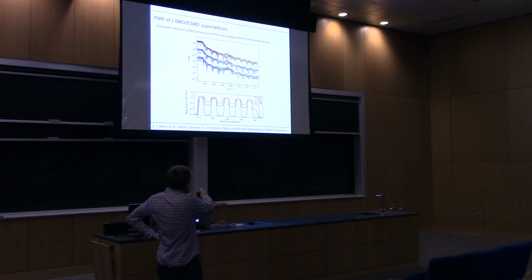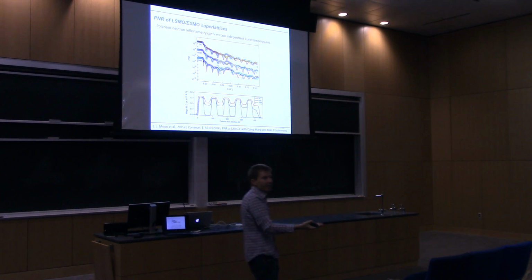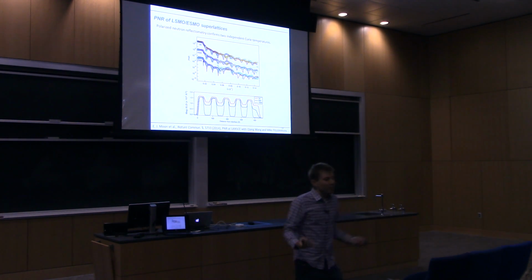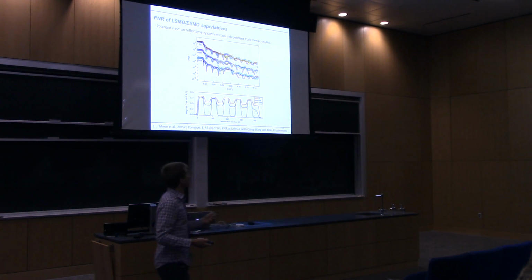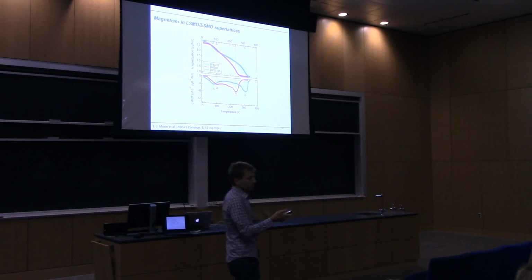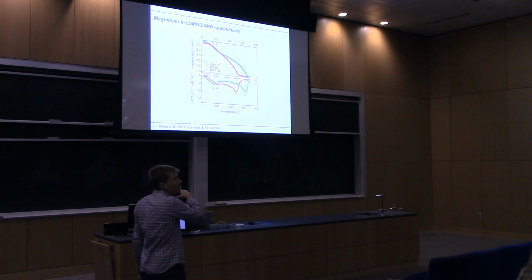We see no magnetization in the ESMO layer and magnetization in the LSMO layer. So it's sort of a fancy experiment to tell us exactly what we would have expected to happen, but now we have proof. All right, so moving on then, let's start to push the interfaces closer and closer together. So we'll make a 6-6 superlattice.